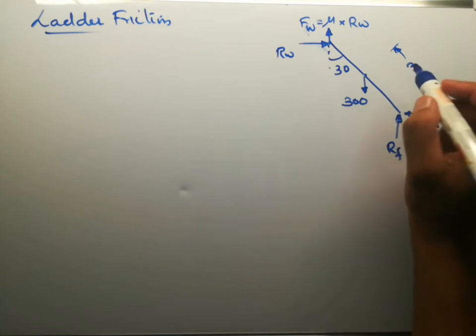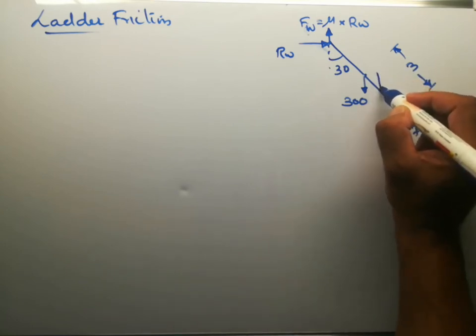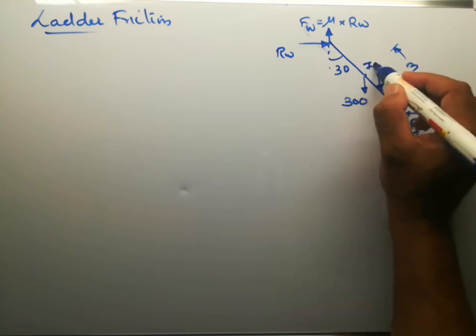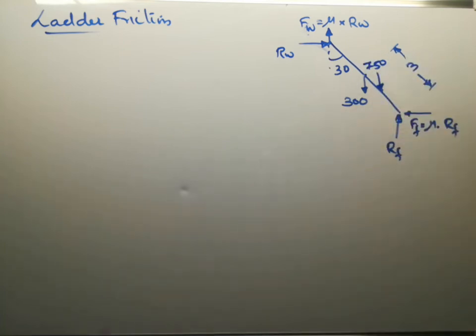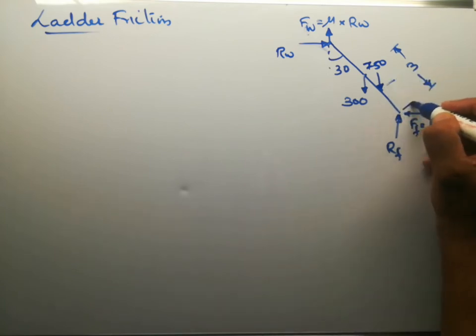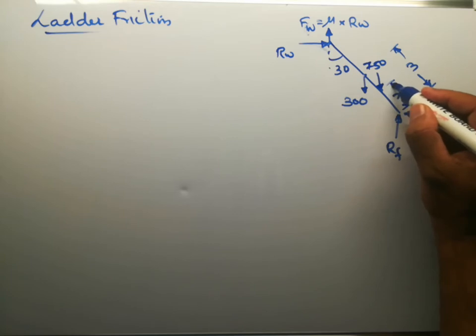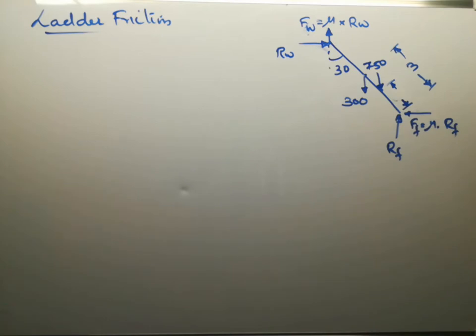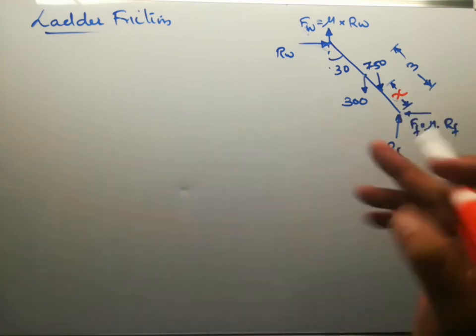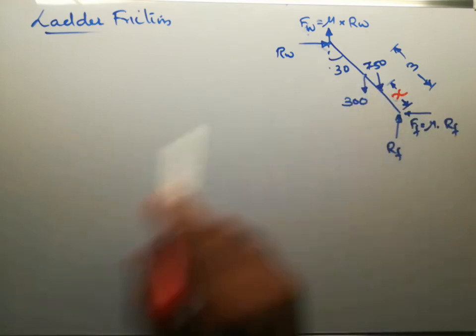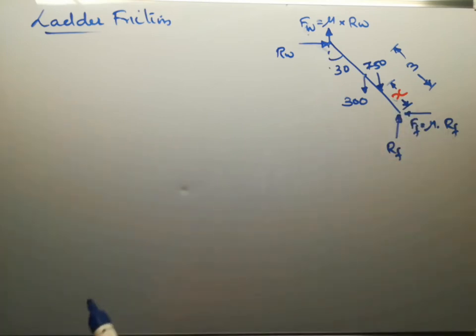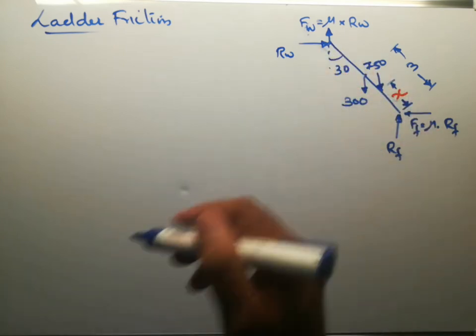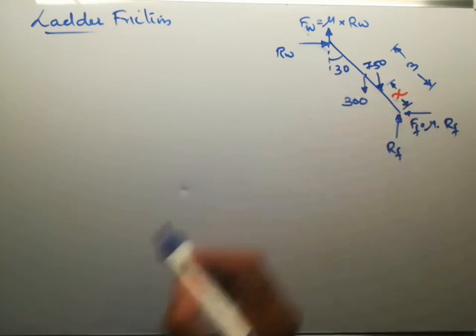Now a man is climbing up the ladder whose weight is 750 Newton, and we assume that at this position along the length of the ladder, the ladder slips. That means when the man is at this position, the ladder will slip, or the ladder will be just about to slip. That means the ladder will be in limiting equilibrium.